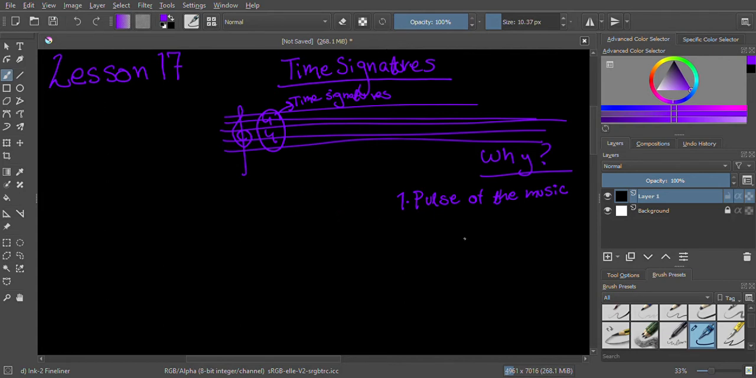So the first reason why we use time signatures is that it helps us outline the pulse of the music, or how to count the music.